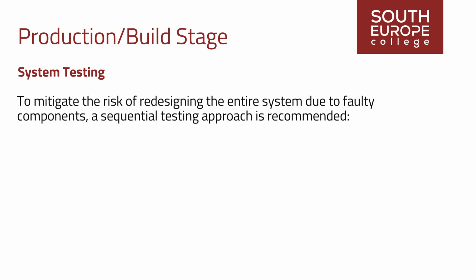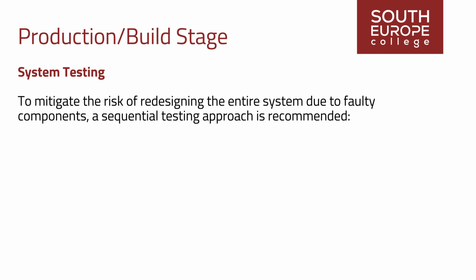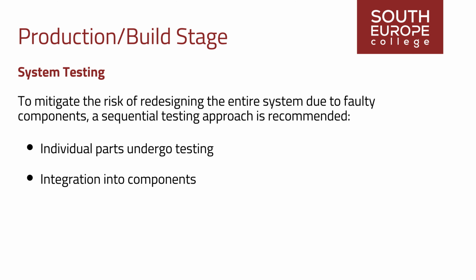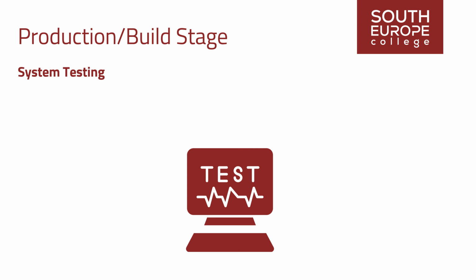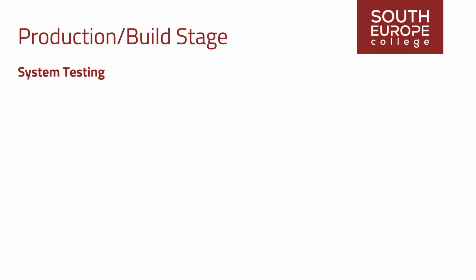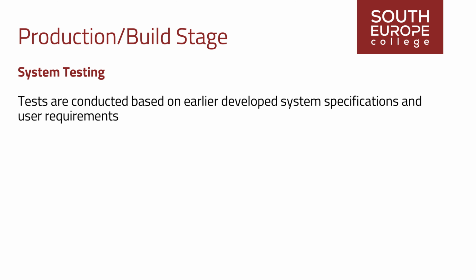To mitigate the risk of redesigning the entire system due to faulty components, a sequential testing approach is recommended. Individual parts undergo testing first, followed by integration into components and subsequent testing to ensure compatibility. This process continues with the integration of components into subsystems, culminating in the testing of the entire system to validate its performance against requirements. Tests are conducted based on earlier developed system specifications and user requirements.